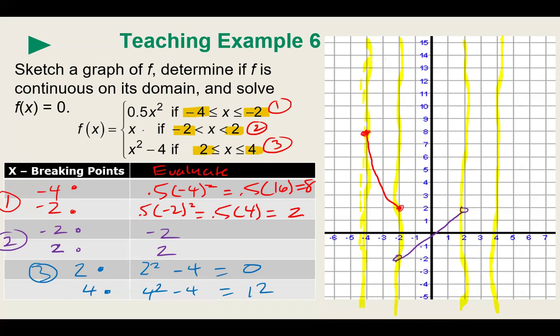So on my breaking point at 2, I go to 2, and I'm staying at 0, and it's going to be a closed circle at 0. And I go to 4, and it's going to go up to 12, and it's a quadratic, so it's going to have a little bit of a curve all the way till I get to the end. And that's how you graph a piecewise.